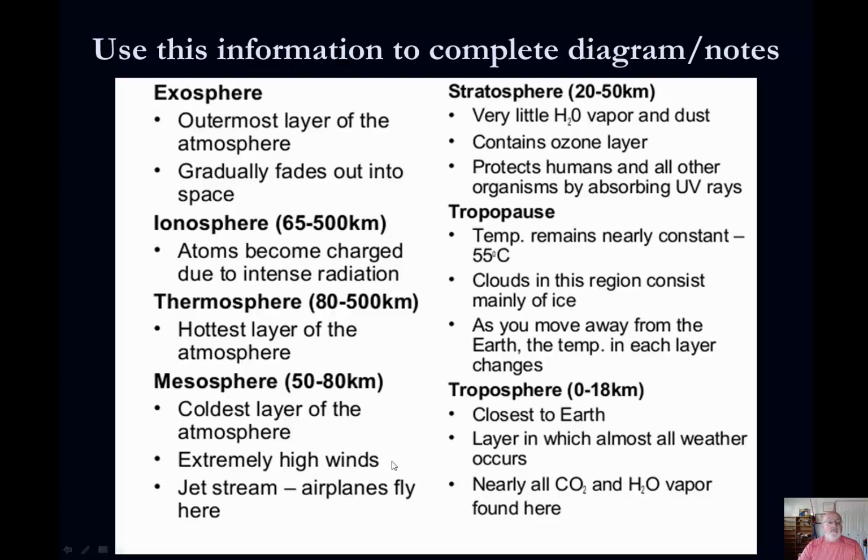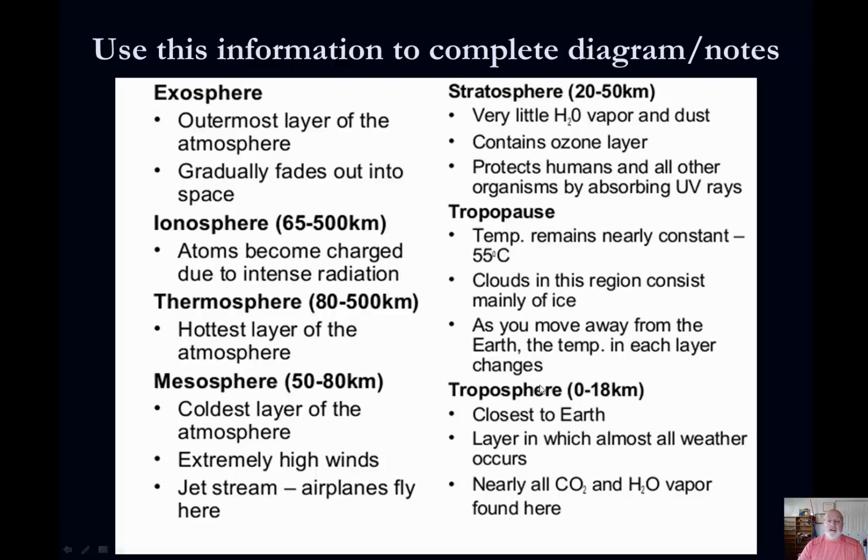Extreme high winds, and this is where the jet streams are located, the polar and the subtropic jets, which we talked about in class. And this is also where really fast airplanes fly. Stratosphere: very little water vapor and dust. It does contain the ozone layer, which protects us from high energy gamma rays and X-rays, and protects humans and all organisms from absorbing the ultraviolet rays as well.